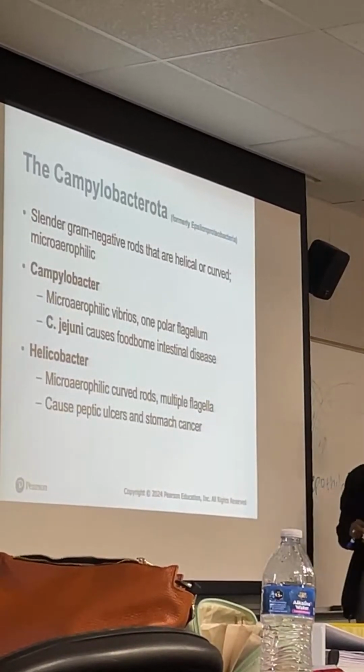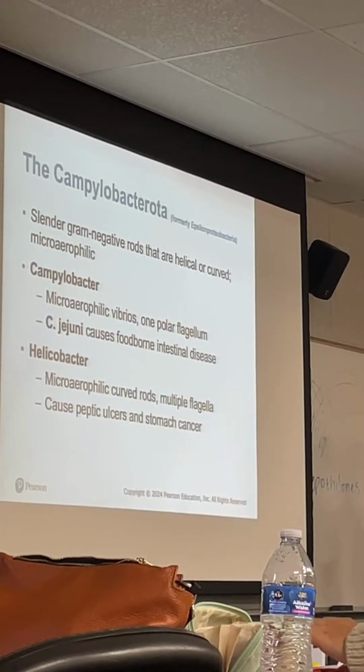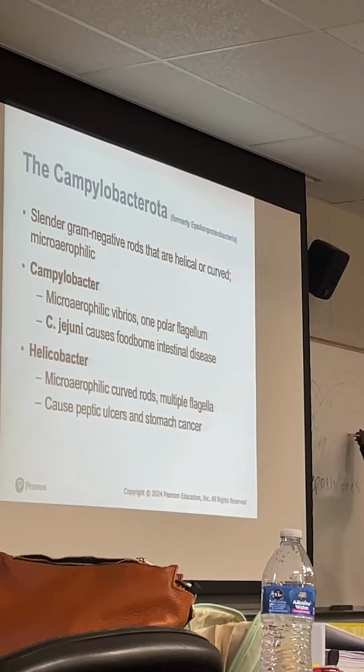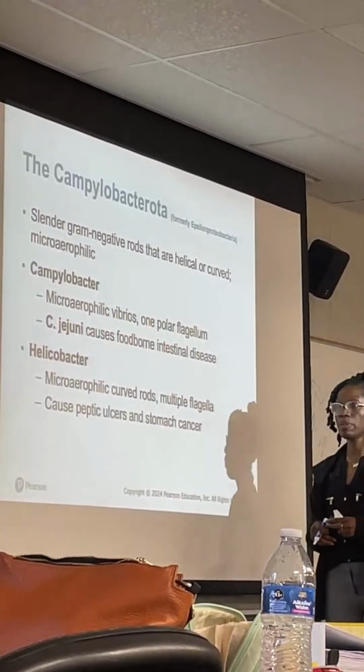So that's cool. All right, so then we have Campylobacter. Campylobacter is microaerophilic. It's a Vibrio shape, so it's that comma-shaped one, right? So it's like a little comma-shaped microbe, and it has one polar flagellum. So just one polar flagellum, right? And the model example is Campylobacter jejuni.